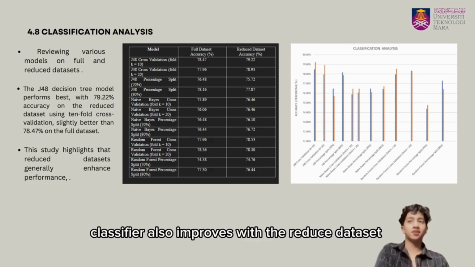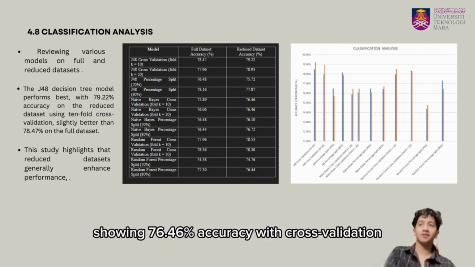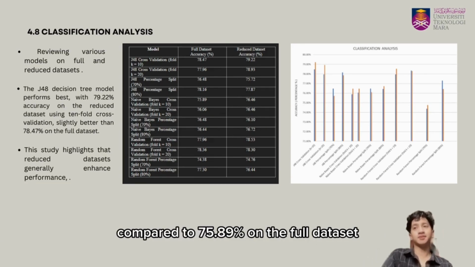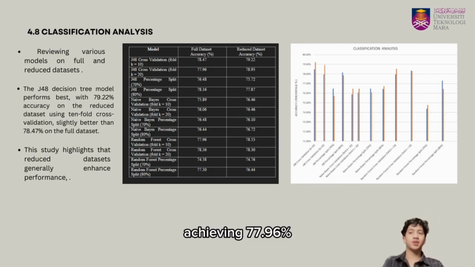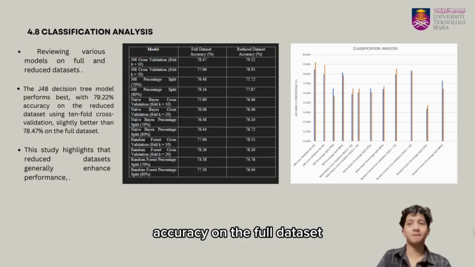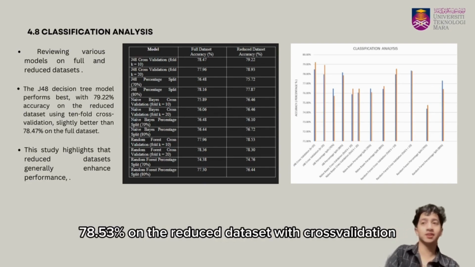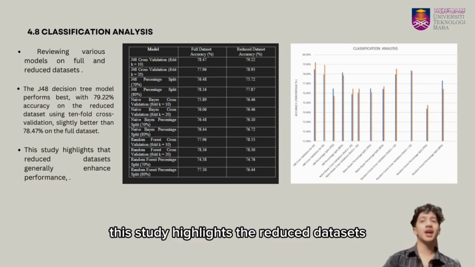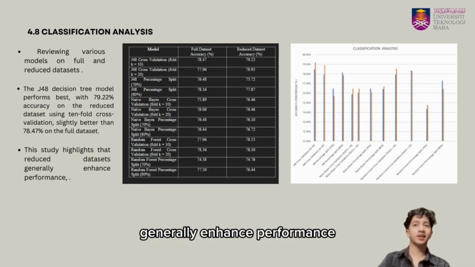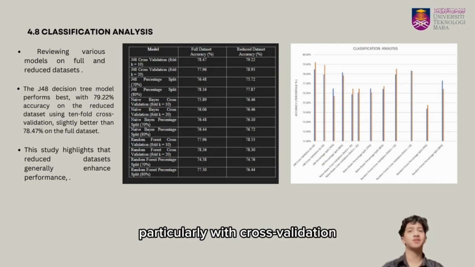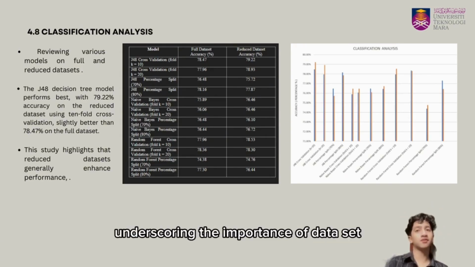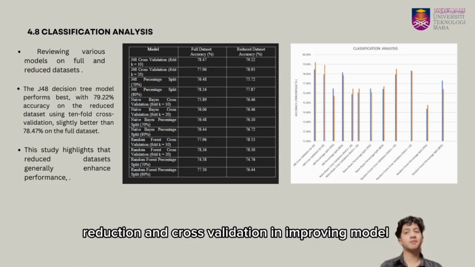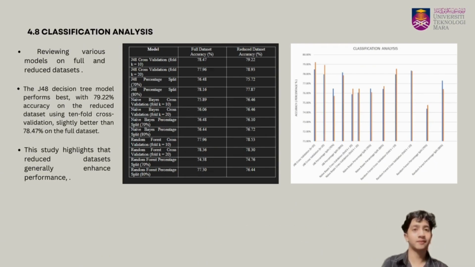The naive Bayes classifier also improves with the reduced dataset, showing 76.46% accuracy with cross-validation compared to 75.89% on the full dataset. The random forest model is robust, achieving 77.96% accuracy on the full dataset and 78.53% on the reduced dataset with cross-validation. This study highlights that reduced datasets generally enhance performance, particularly with cross-validation, by potentially eliminating noise or irrelevant features, underscoring the importance of dataset reduction and cross-validation in improving model accuracy and reliability.